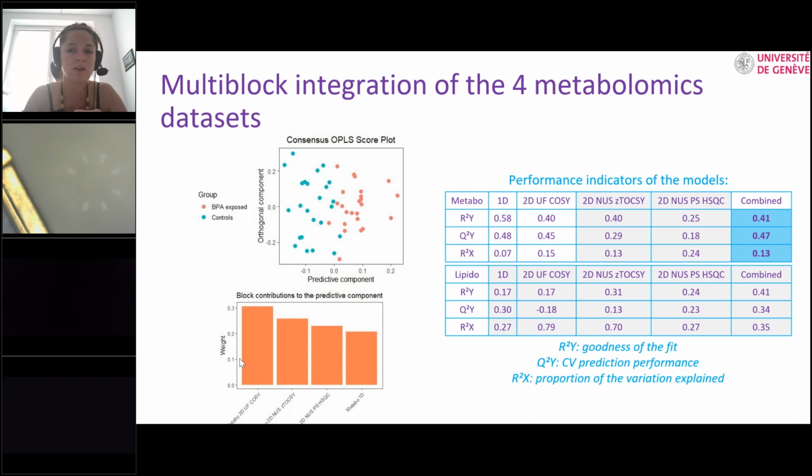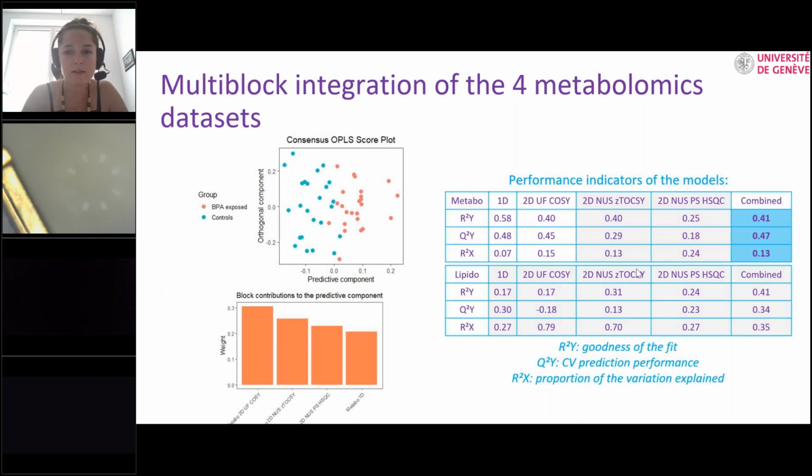And my explanation behind that is that because the signals are much more resolved, the buckets and the integrals are of better quality, which means that the statistics are also of better quality. So this is very encouraging for the use of 2D NMR in metabolomics.